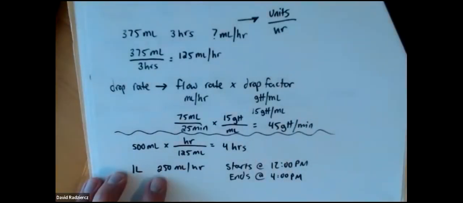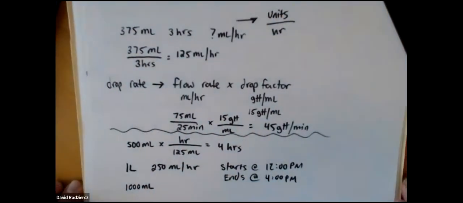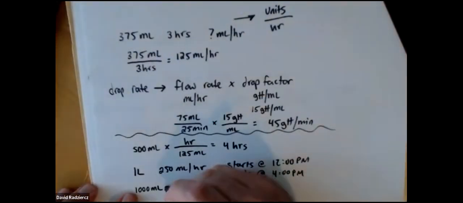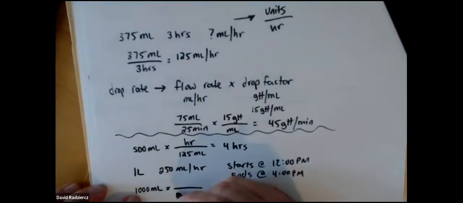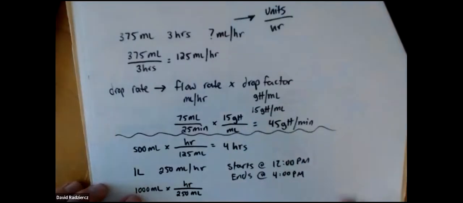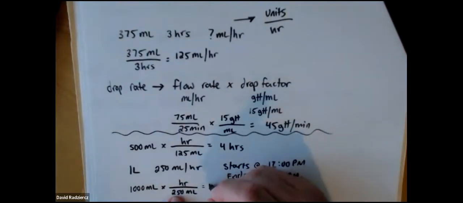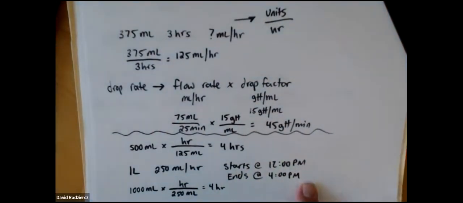Now, if you don't like that process, you can just do what we did previously: take the volume, the 1,000 milliliters, and divide it by the infusion rate. Remember, you're trying to get rid of milliliters and be left with hours. So 1,000 milliliters divided by 250 milliliters per hour will still give you 4 hours. And then you would just say, okay, it'll start at noon and it'll end at 4.